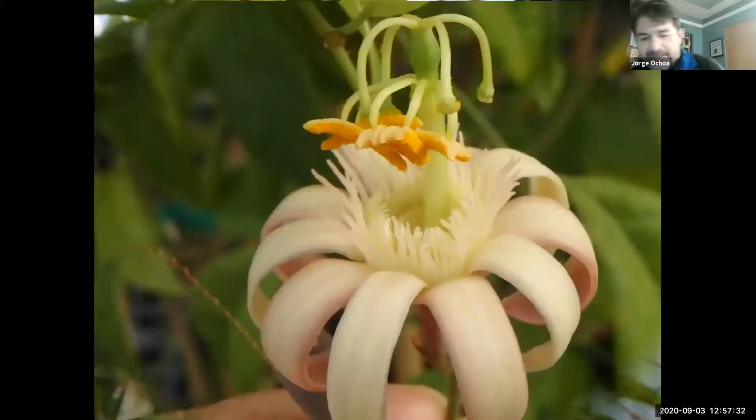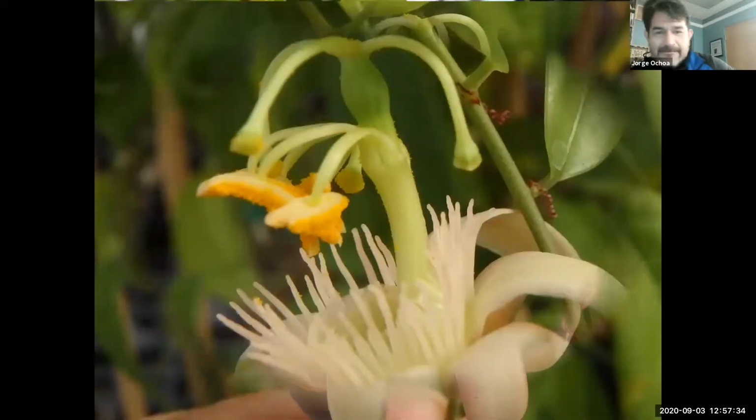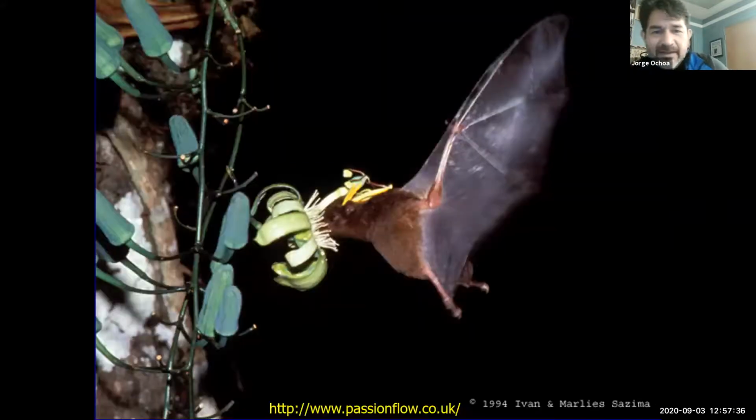And this one, there's a close-up of them. There's the bat in the wild pollinating this ovalis. Again, not my photograph because I don't really do bat research. But once again, very nice contact of the reproductive structure to the animal.